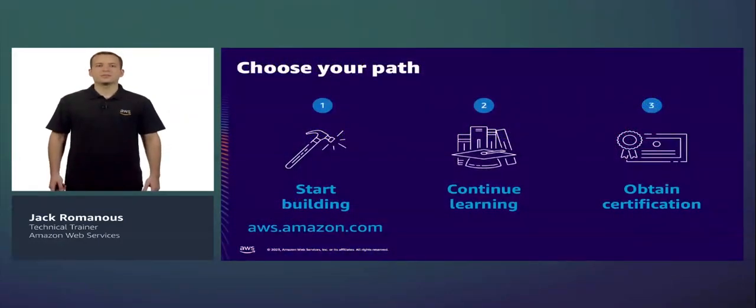As for these next steps, I would like to invite you to choose your own path. You can start building immediately by going to aws.amazon.com to log into your AWS account or create a new one. We'll talk about some of the ways that you can start building on AWS shortly after this.